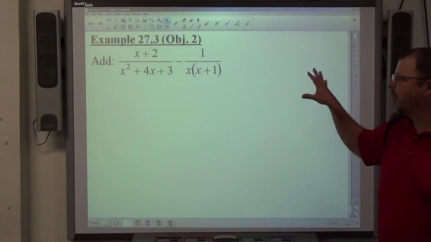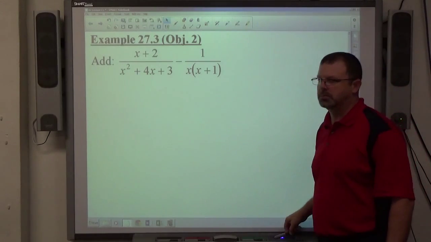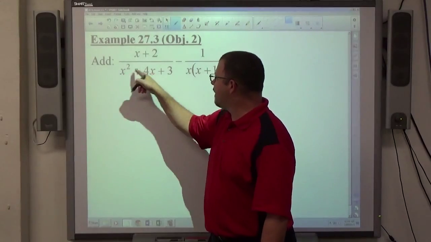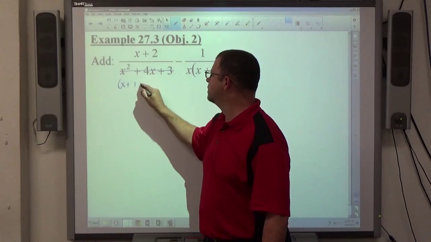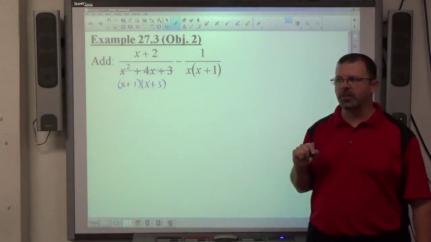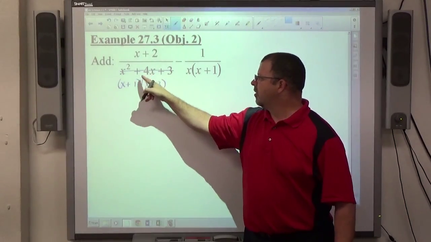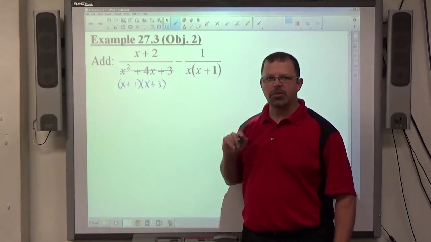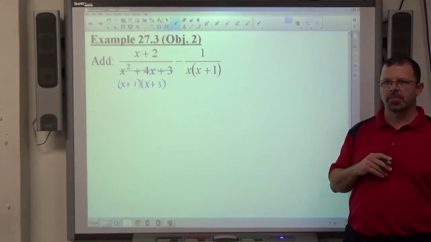Example 3, a couple things happen on this one that haven't happened yet. First thing is, notice x squared plus 4x plus 3 is a quadratic trinomial that happens to be factorable. All right? If I see anything factorable, I want to factor it first, if possible. This is just using the factoring technique we saw the other day. 3 times 1 makes 3, 3 plus 1 makes 4, so 3 and 1 are the magic numbers that go with x to factor that. So x plus 1 and x plus 3.